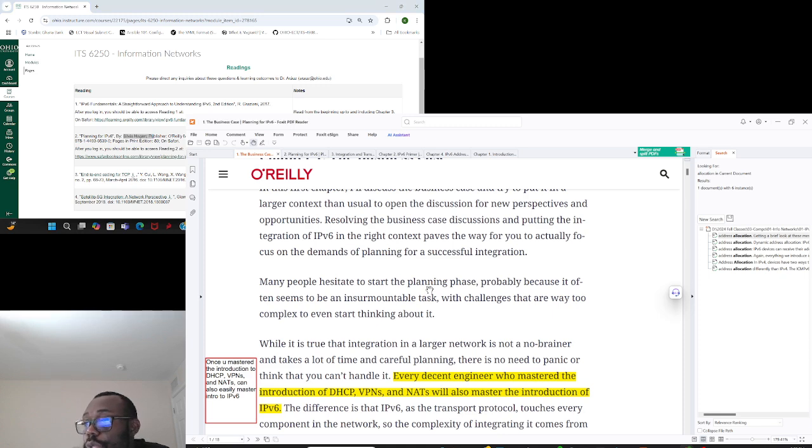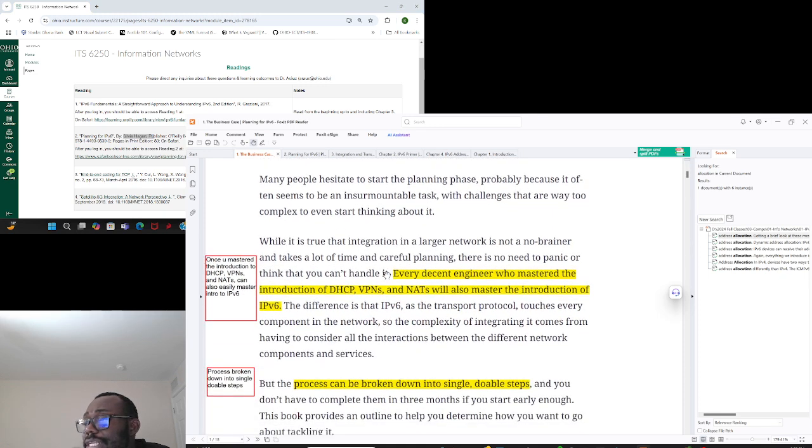Okay. So we go. So it says that the first thing is that every decent engineer who has mastered the introduction of DHCP, VPNs, NAT, that is purely an IPv4 expert, should also be able to easily master IPv6. That is true. We say that.